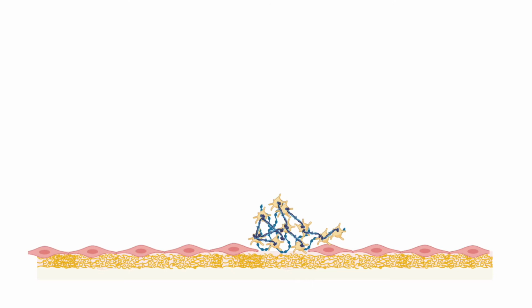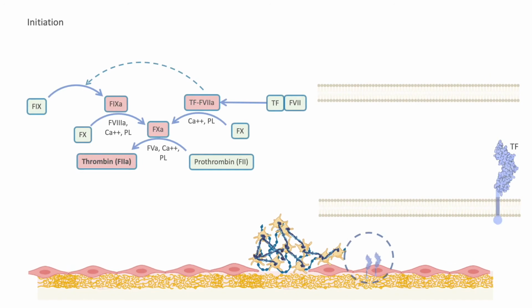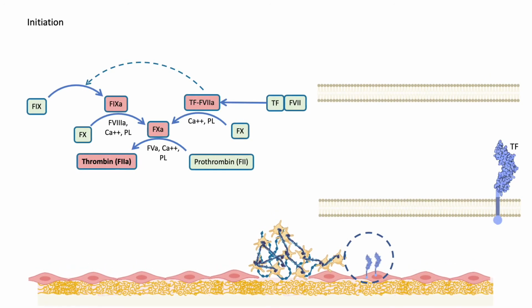Concurrent with the platelet hemostatic plug formation, the coagulation cascade is activated. On endothelial injury or activation, tissue factor is expressed on the membrane surface of the endothelial cells. The initiation phase begins with the binding of factor 7 in circulation to the tissue factor, forming the highly active tissue factor-factor 7A complex. Factor 7 in complex with tissue factor is almost 1,000 times more active than factor 7 alone.